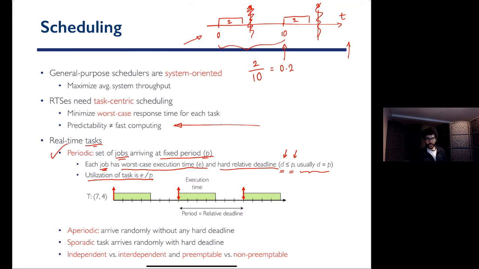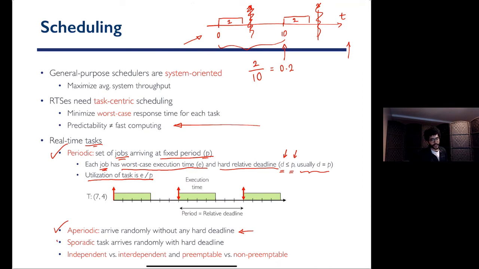Not all real-time tasks are periodic. You might have aperiodic tasks. So aperiodic tasks don't have a fixed period. So this means that the jobs come randomly, right? They don't have any period, and they don't have a deadline. So for aperiodic, there is no period and there is no deadline.